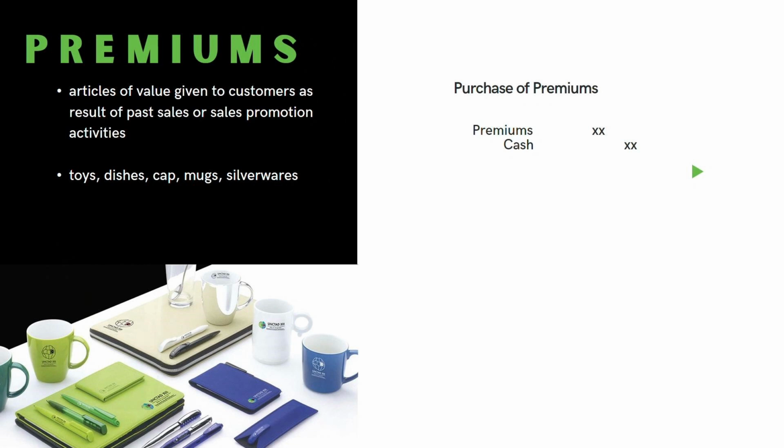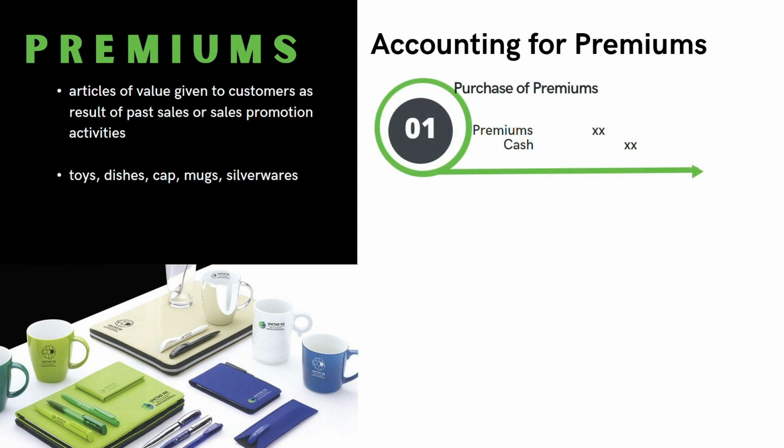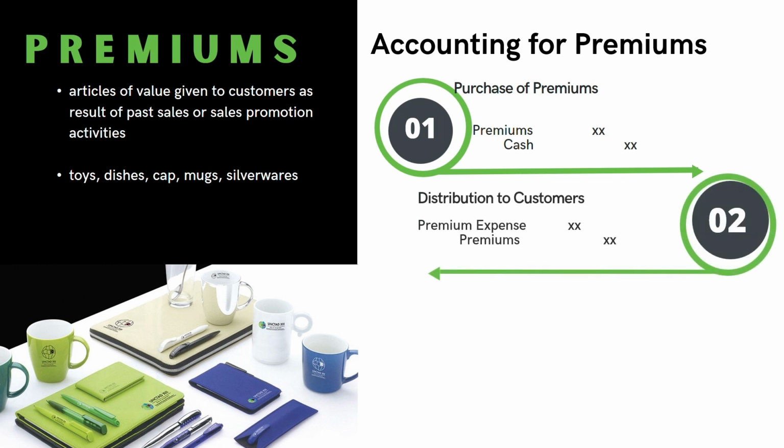Now, let's go over how it is recorded in our books. This is the accounting for premiums. When you purchase the premium, you will record it, of course, because it will involve cash payout. To record that, you will debit premiums and credit cash for the amount you paid for the premium. Second is distribution to customers.